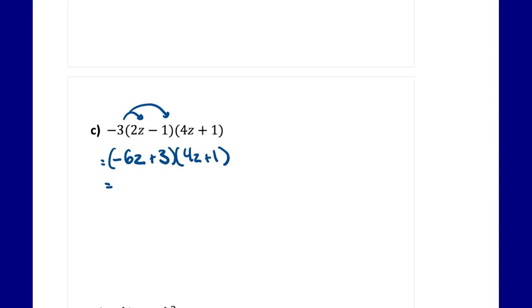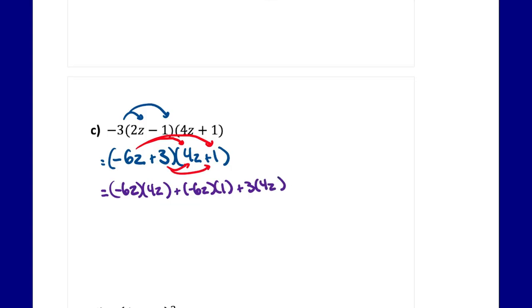Now I have one bracket times another bracket. I'm going to use distributive property or my foiling, right? So the negative 6z multiplies both terms, and the 3 also multiplies both terms. Again, I'll show this middle step in purple that you don't really have to do if you're comfortable with multiplying. But if you aren't, feel free to use this. So negative 6z times 4z plus negative 6z times 1 plus 3 times 4z plus 3 times 1. That step is an in-between. You might not show that.